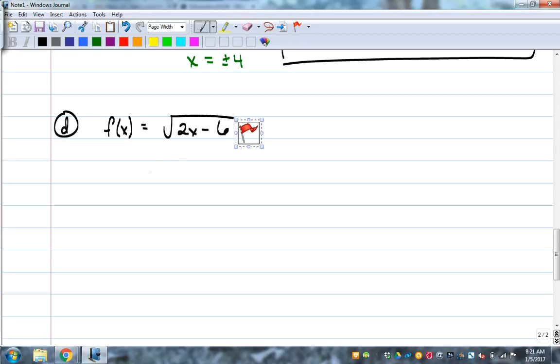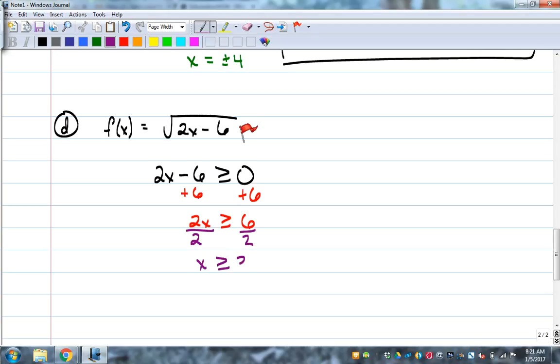So we set 2x minus 6 greater than or equal to 0. Whatever's under that square root, or if it's a fourth root or sixth root, even roots, set that greater than or equal to 0, and solve it. It's just an inequality, really simple. Divide by 2. We didn't divide by a negative, so we don't have to flip the symbol. So x is greater than or equal to 3.